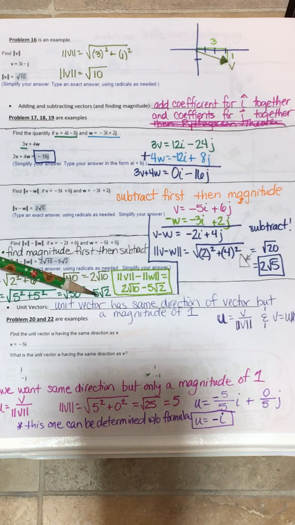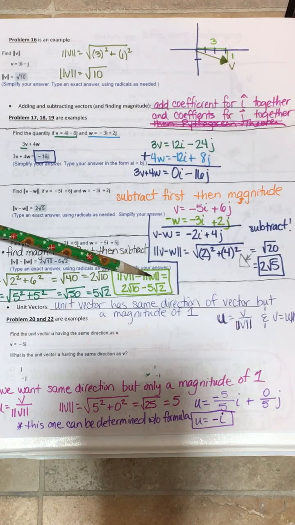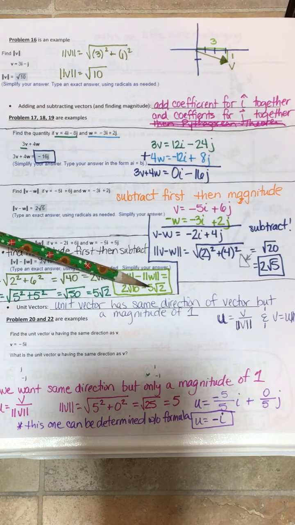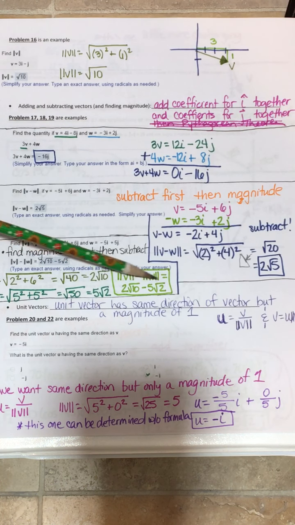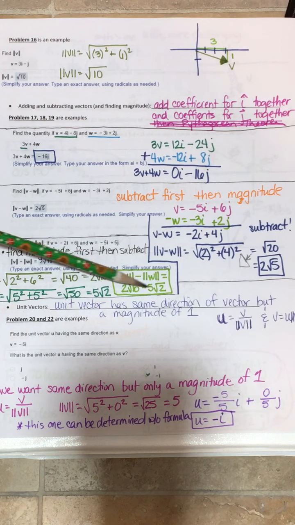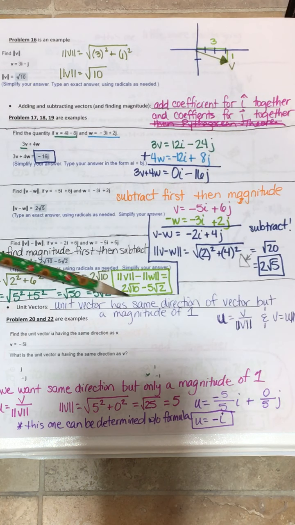So now we're going to subtract those magnitudes. So the magnitude of V minus the magnitude of W is going to be 2 square root of 10 minus 5 square root of 2. You can't combine these radicals because it's like an X and a Y. They are not like terms. So this is as simple as it gets, and this is your final answer. 2 square root of 10 minus 5 square root of 2.